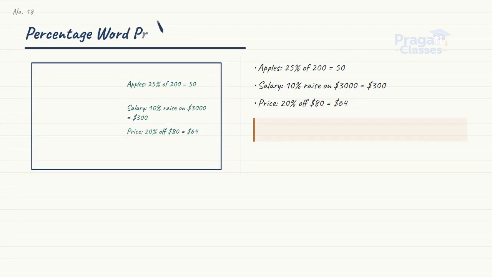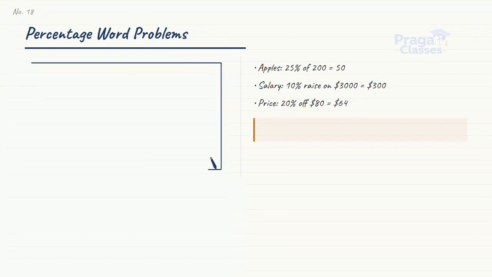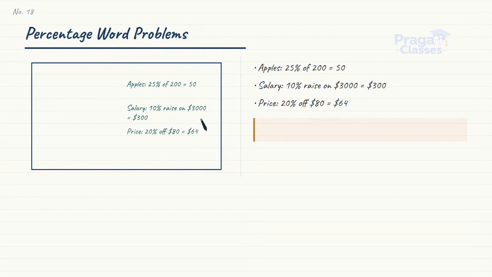We've got the formulas down, now let's see how they show up in everyday stories. Percentage word problems are everywhere. Take a look at this picture. You might read about apples where 25% of 200 are red, that's 50 apples. Or a salary problem: the 10% raise on a $3,000 monthly salary means an extra $300. Or a sale: 20% off an $80 jacket drops the price to $64.